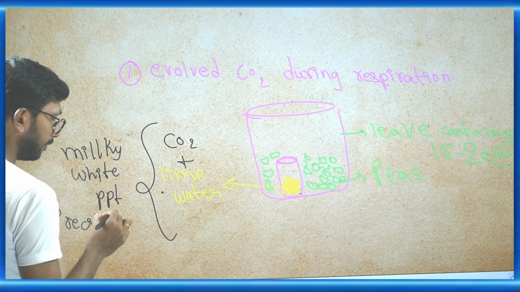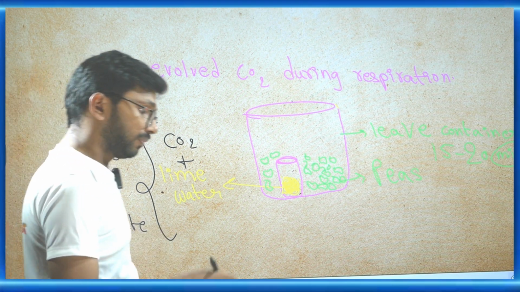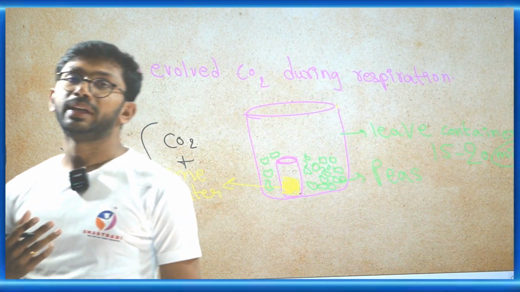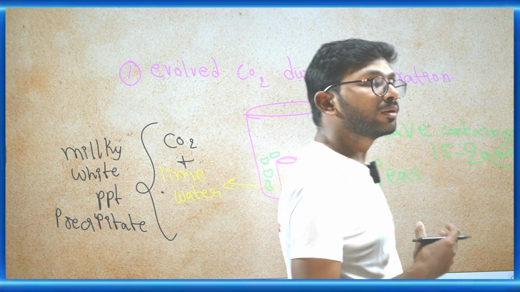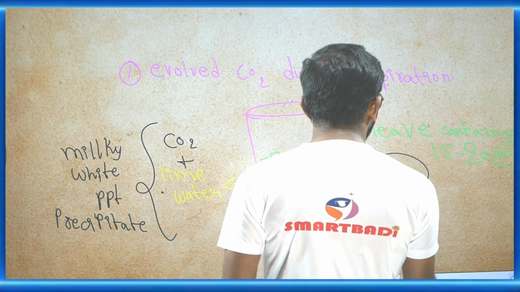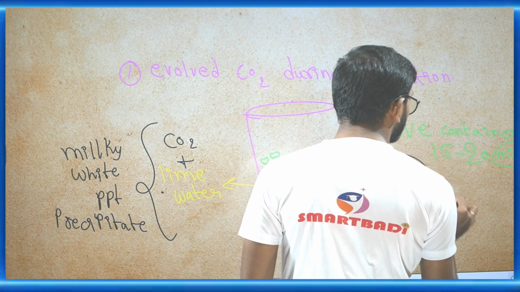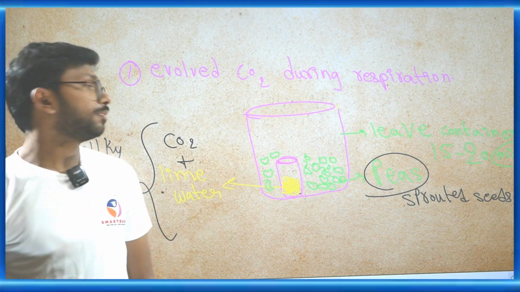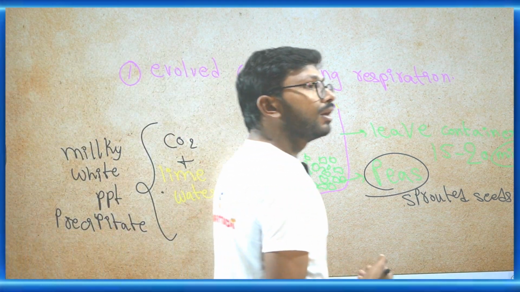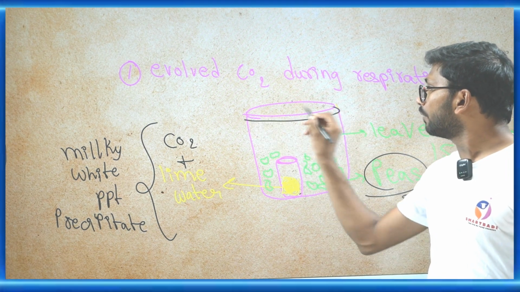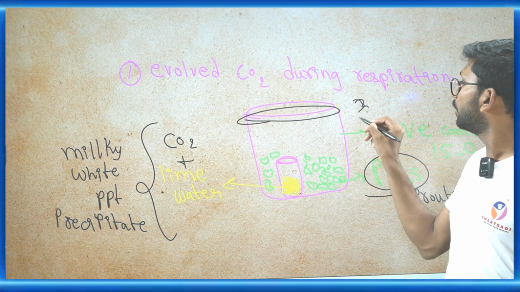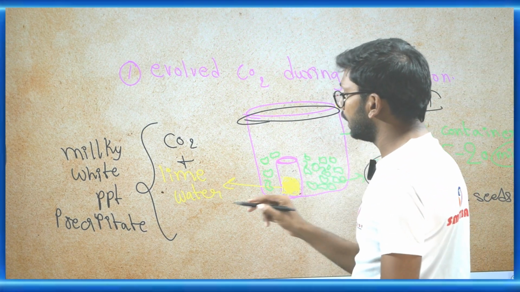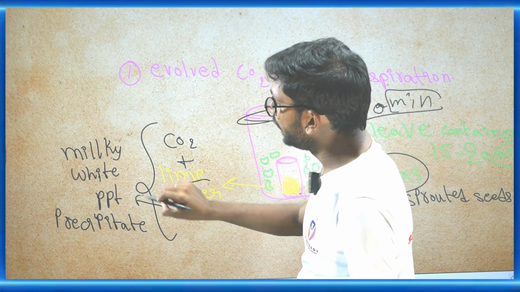So it is a simple experiment. For this experiment, we just need a 100 ml beaker and also a small 40 to 50 ml beaker. Apart from these two beakers, we also need the sprouted seeds. Now if I leave these sprouted seeds along with the lime water in the beaker, closing the cap, after 20 to 30 minutes you can observe the lime water turning into a milky white precipitate.